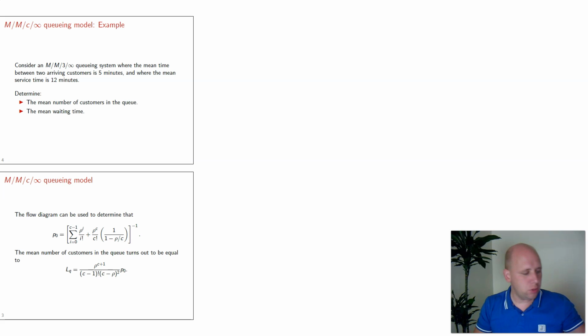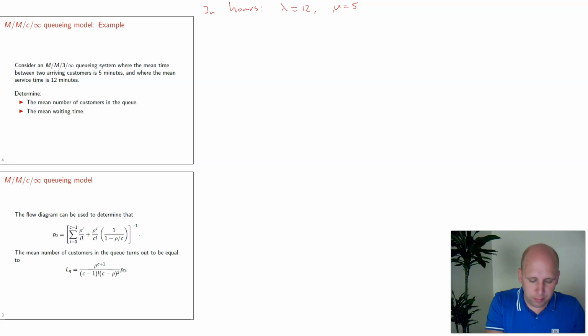We first have to choose the time scale. If we say that we are going to do everything in hours, then we have arriving customers. Mean time between arriving customers is 5 minutes, so we have lambda equal to 12 customers arriving per hour. And service requires 12 minutes. That means that for each server, we can serve 5 customers per hour. So mu is equal to 5.